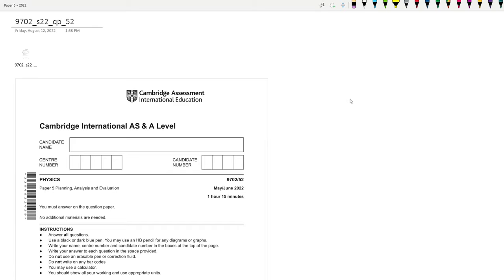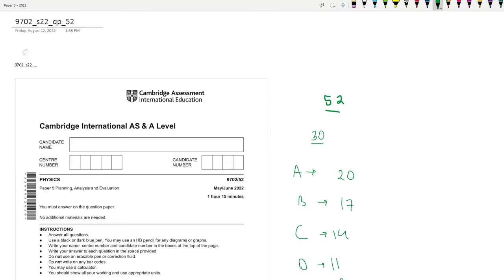So let's take a look at the threshold. For paper 5-2, this is what it looked like. Out of 30 marks, A was at 20, B was at 17, C was at 14, D was at 11, and E was at 8.